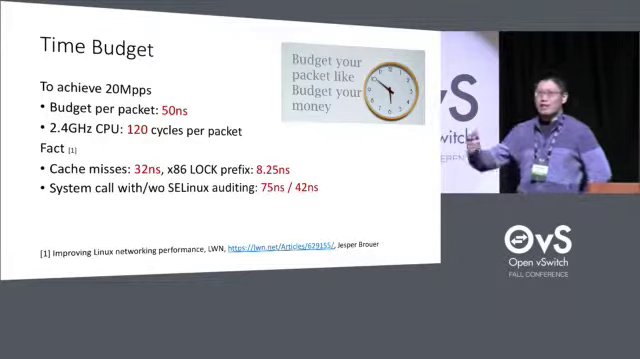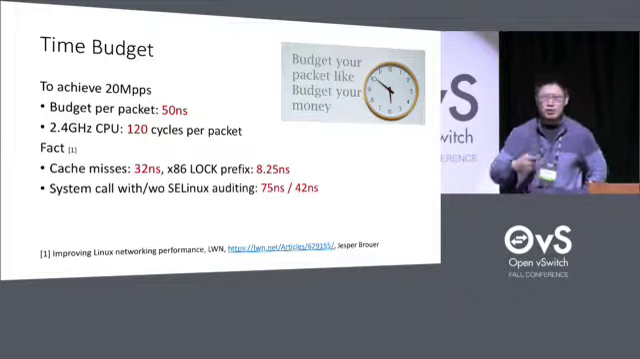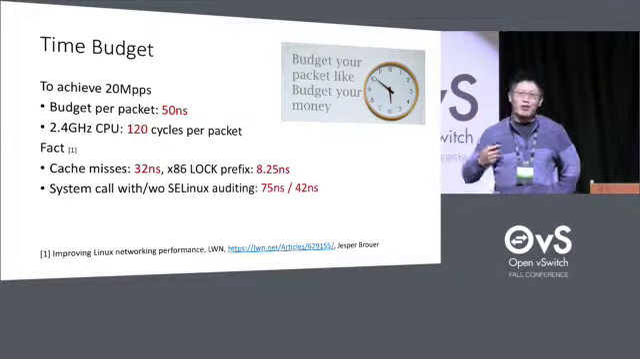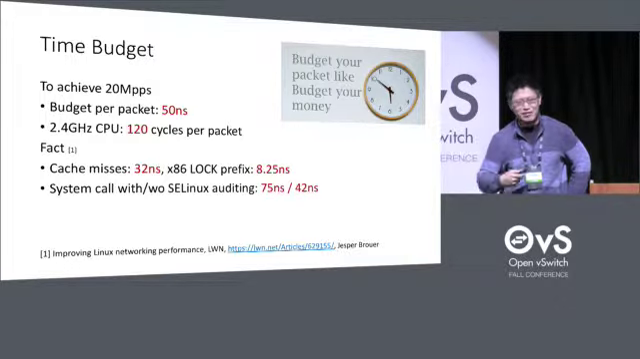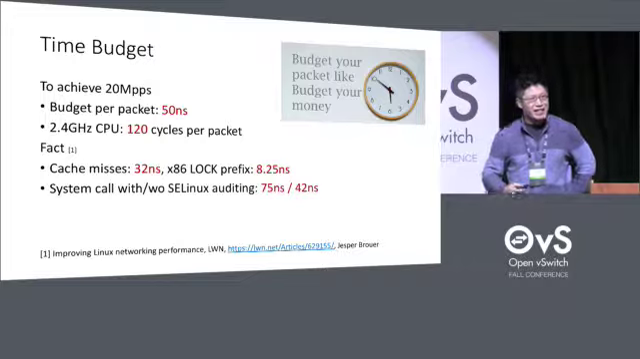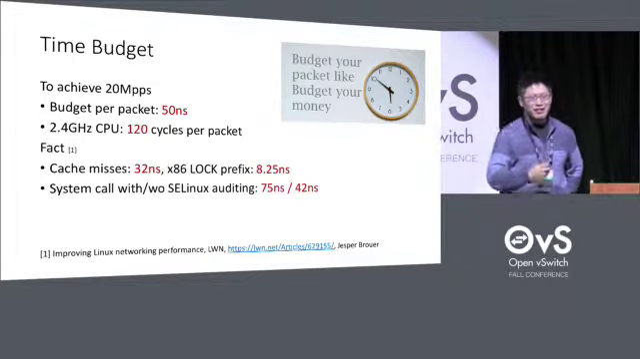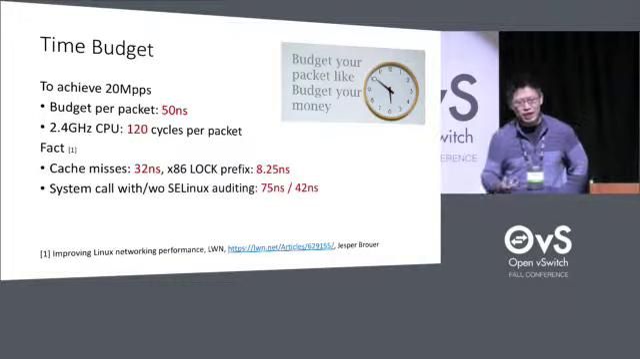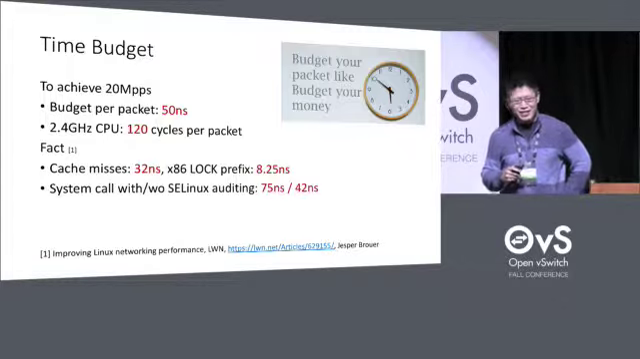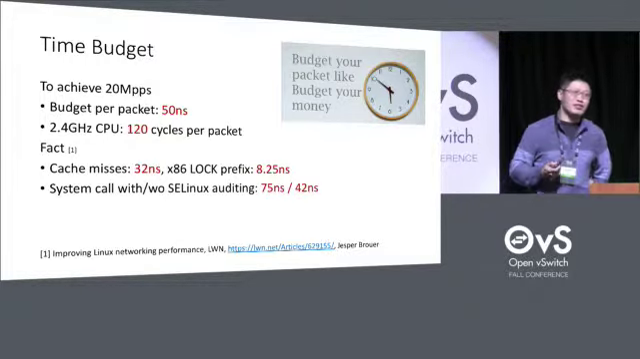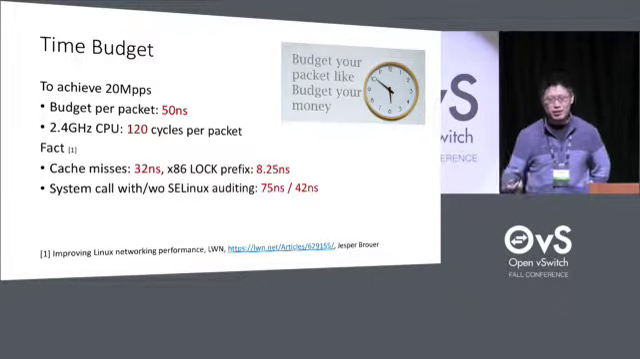And if you do a lot of things, you'll see a lot of cache misses. Every time you try to access memory, it's a memory access. So cache misses take about 32 nanoseconds. If you have a lock, just the lock prefix, not lock contention, then it takes about 8.8 nanoseconds. And if you do a system call, it's even worse. It takes about 75 or 42 nanoseconds, depending on your setup.